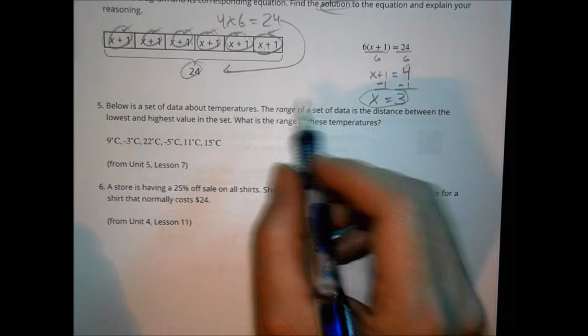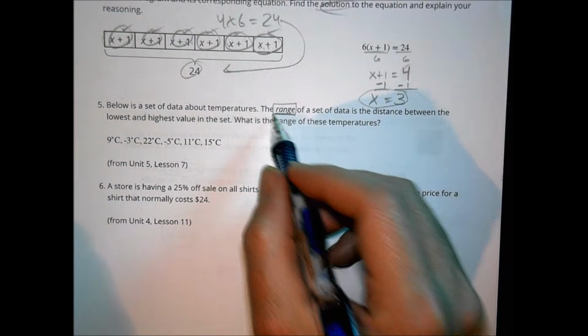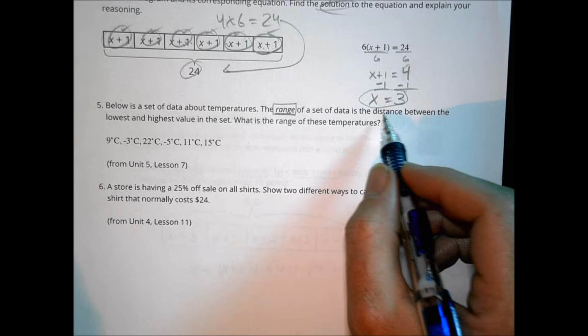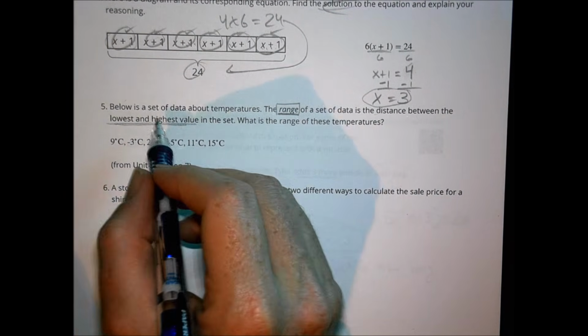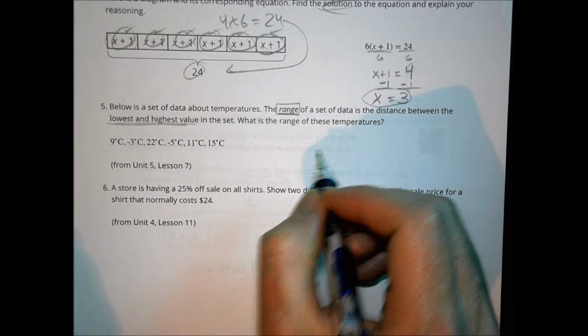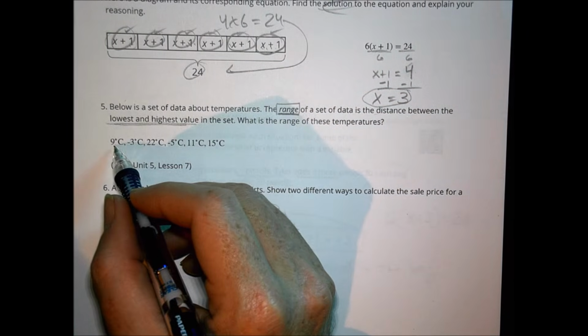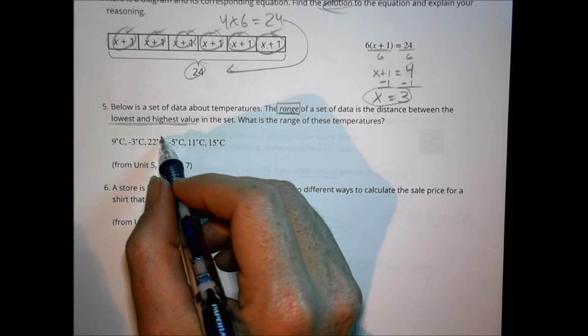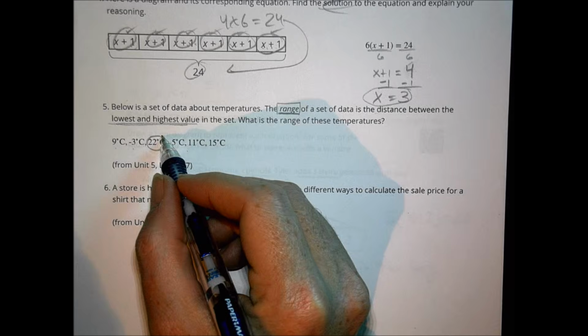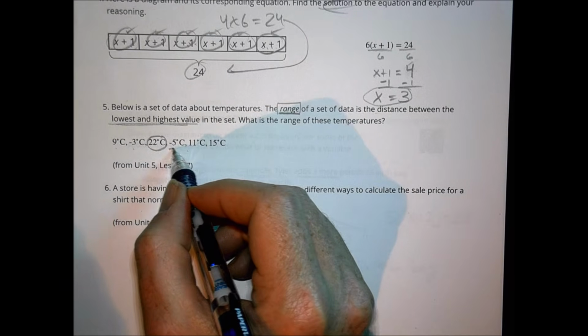Okay, number 5. Below is a set of data, temperatures. The range, which might be a new word for you, of a set of data is the distance between the lowest and highest value. So what's the range of these temperatures? Well, what's our highest temperature? We have 9, -3, 22, -5, 11, 15. Our greatest temperature is 22, and our lowest temperature is right here at -5.